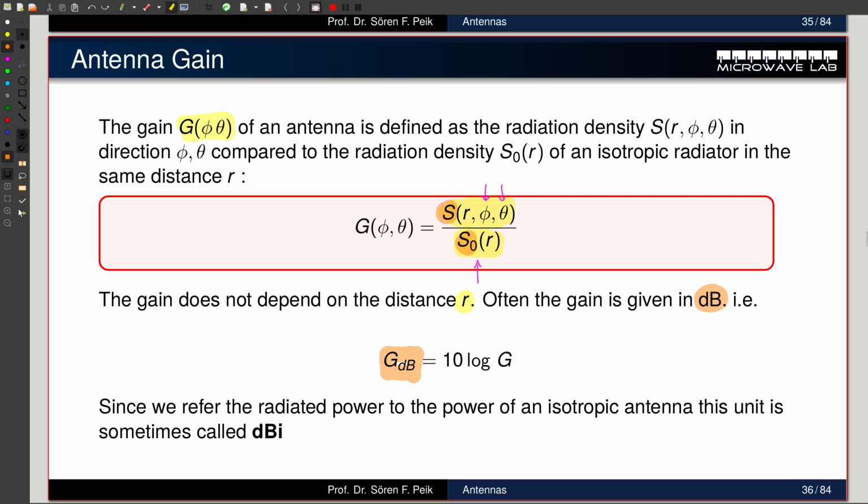The gain in dB is calculated by doing 10 times the decadic logarithm, so we have to say 10 log10 of G. This is called the gain in dB, and since it refers to an isotropic antenna, this decibel is usually denoted as dBi, meaning dB compared to an isotropic antenna. Some old guys compare to a dipole antenna, but it's really uncommon nowadays, that's why I don't really mention it. So when you find a gain in dB, it relates the radiation density in one direction compared to the isotropic antenna.